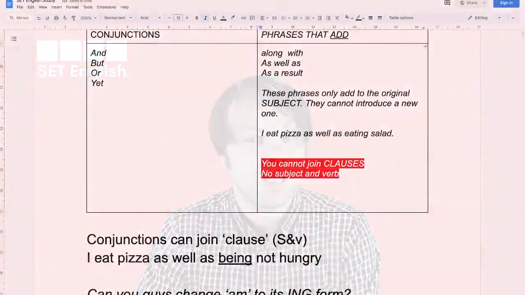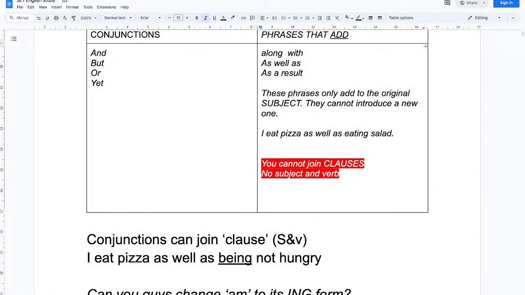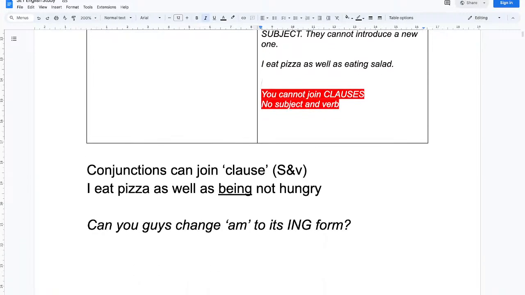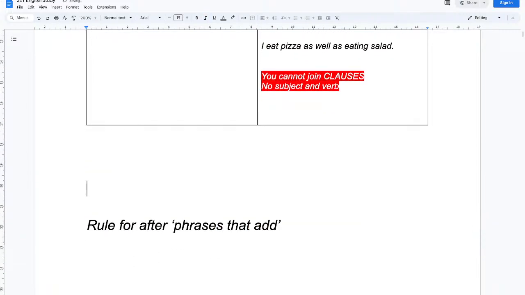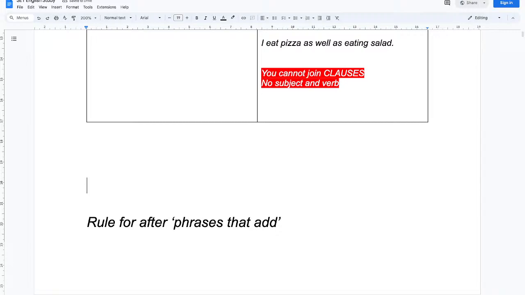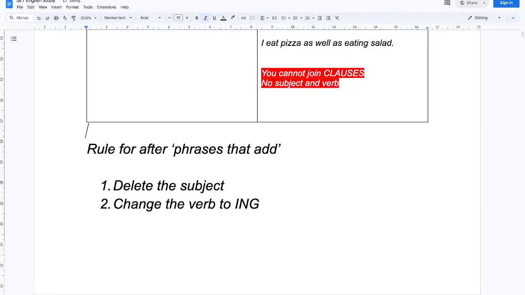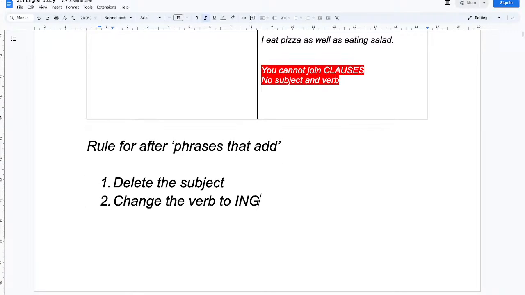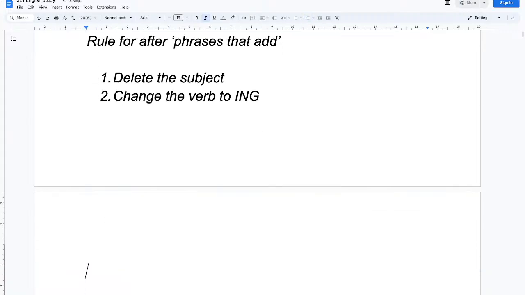Does that make sense, guys? You can't change person. So this is a really cool thing. If we understand this, can I give you guys a test? Okay, let's do a little test, okay? So remember, the rule is delete the subject, change verb to ing. Okay, so we're going to do a test.